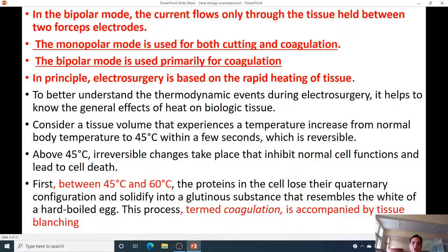Normal tissue is looking like a boiled egg, and that is termed as a coagulation. Coagulation occurs between 45 to 60 degrees centigrade, and it is accompanied by a tissue blanching. That means there will be no blood supply to that. So coagulation is like a hard boiled egg, and it is tissue blanching. Temperature 45 degrees to 60 degrees centigrade.